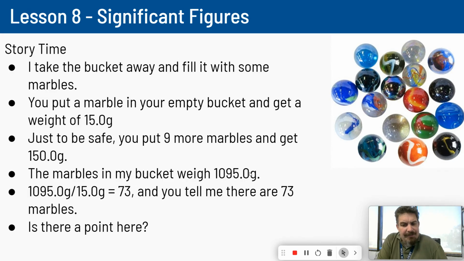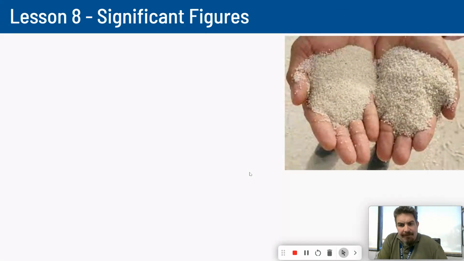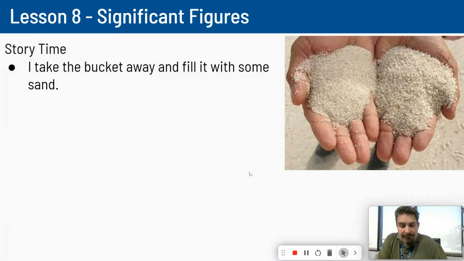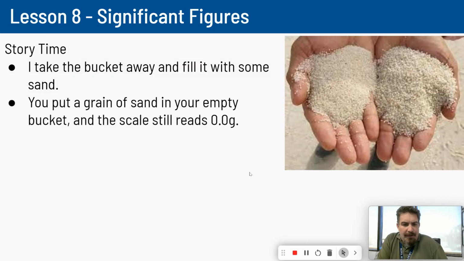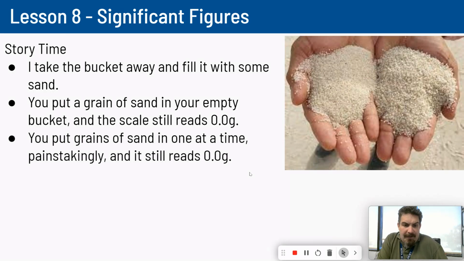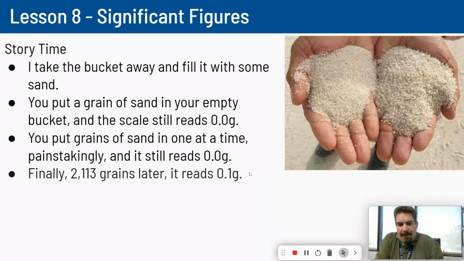Okay, so we've done this twice. Is there a point? Well, I take that bucket away and I pour sand in this time, not marbles. You get 1 grain of sand and you put it in the empty bucket and the scale still says 0.0. You put grains of sand in one at a time. It's painstaking. It sucks. It's taking you forever. And it says 0.0 the whole time.